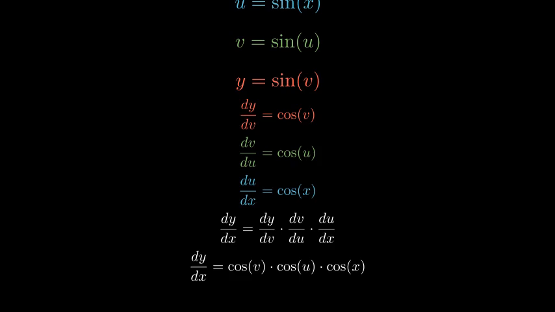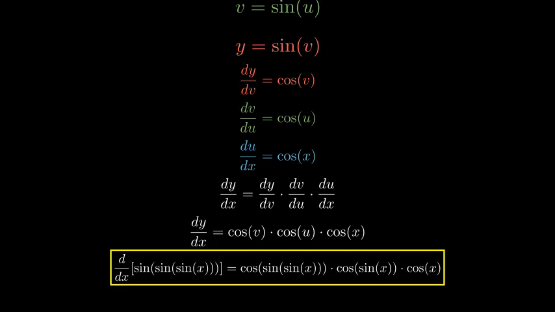Now, let's substitute back our original expressions. Remember that v equals sine of u, and u equals sine of x. This gives us our final answer. The derivative of sine of x is cosine of x times cosine of x times cosine of x.